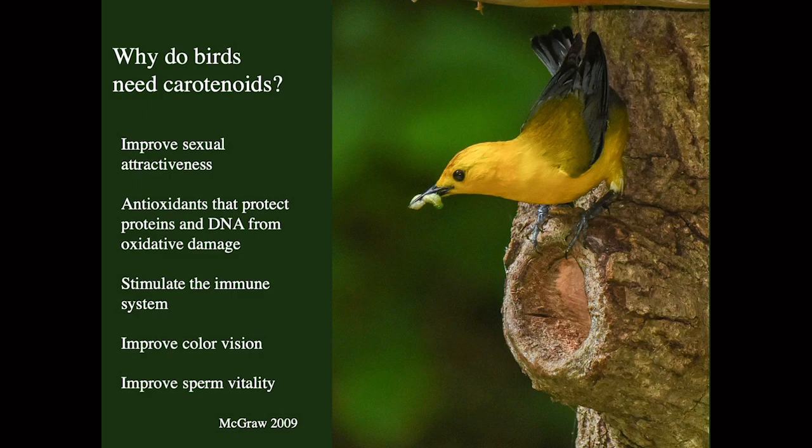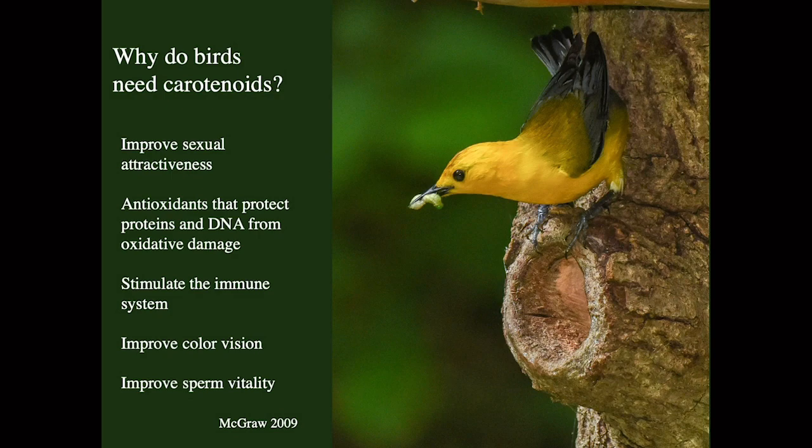They are antioxidants. They run around our body and protect our DNA from oxidative damage. They improve color vision. When your mother said, eat your carrots, you will see better, she was right. She didn't know she was right, but it turns out she was right. They improve sperm vitality. Who doesn't need that?